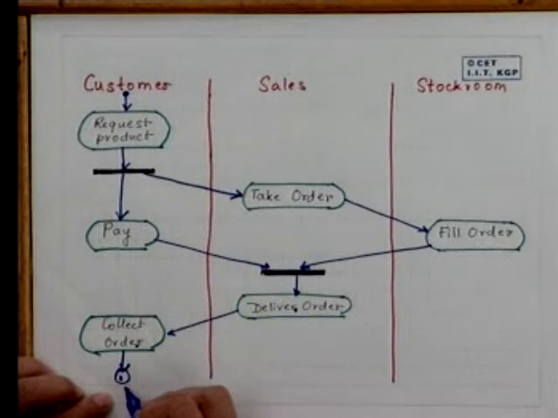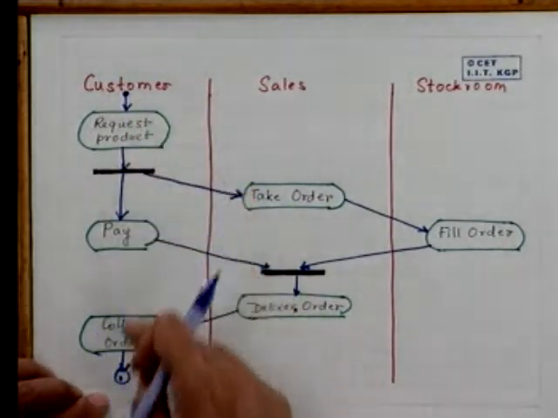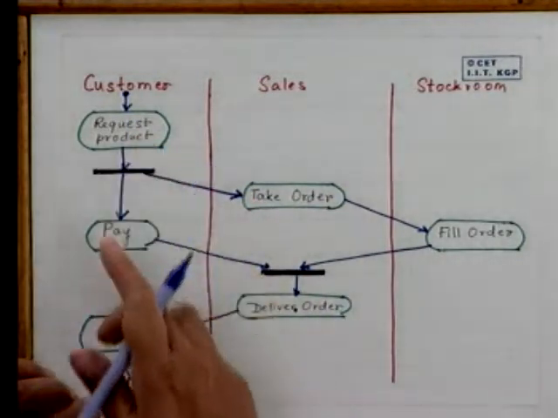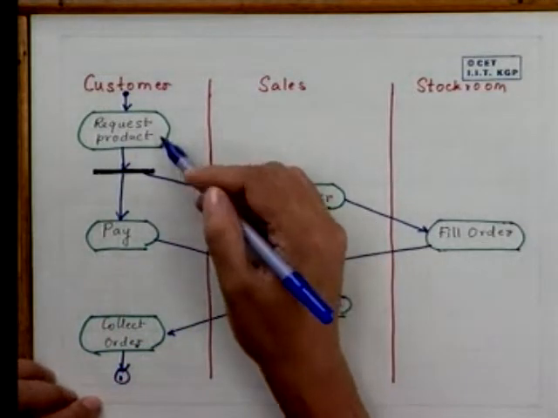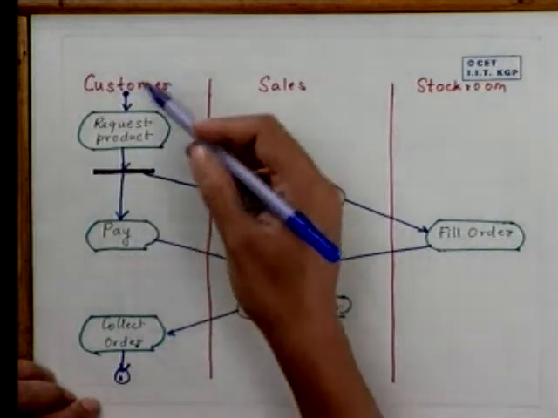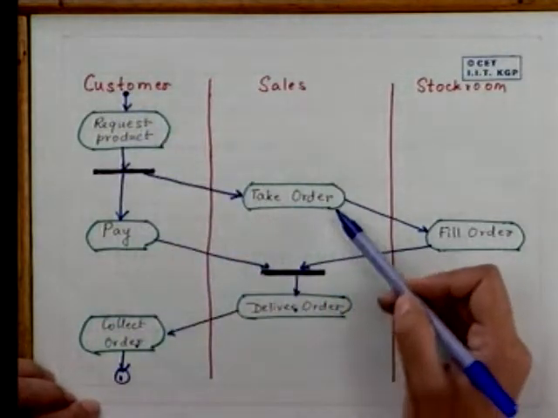And this is the end of the activity diagram. So we have here 6 activity states: request product, pay, collect order, take order, deliver order, fill order. Out of these, request product, pay and collect order take place in the customer end. Take order and deliver order take place in sales, and fill order takes place in the stock room. And we have organized this into 3 swim lanes.